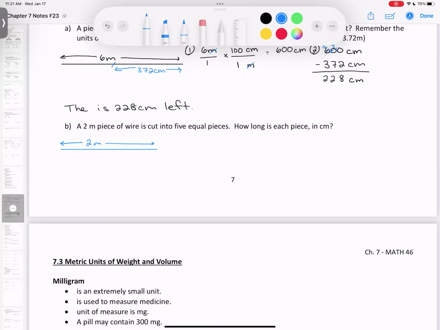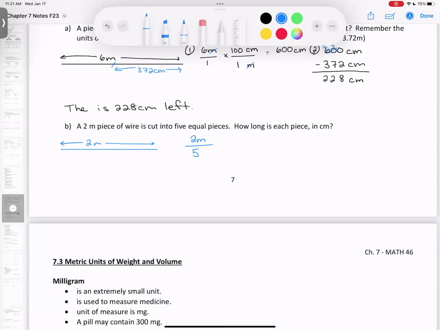Well, what operation will that be? You could even say it in English: we're dividing it into 5 equal pieces. So here we want to divide that big 2-meter long section into 5. So we're doing 2 meters divided by 5. So go ahead and pause this video and give this one a try.